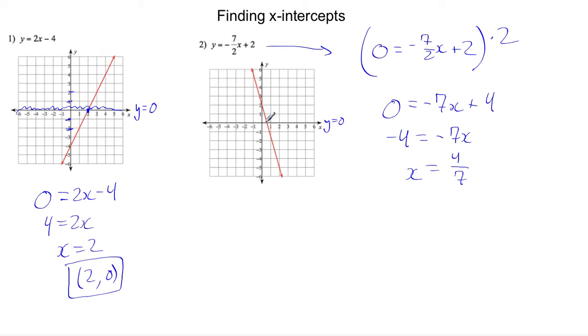Now, would you be able to tell that from this graph? No. So, again, I write my point as x being 4/7 and y being 0. And this is very, very important. So, with lines, it's real simple. You make y 0, you solve for x. Sometimes you have fractions, it can be a little bit complicated, but that's it.